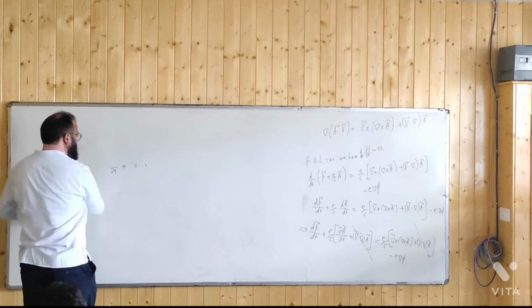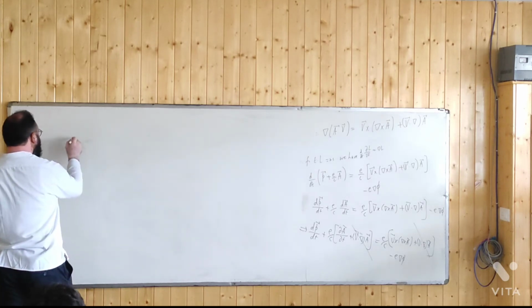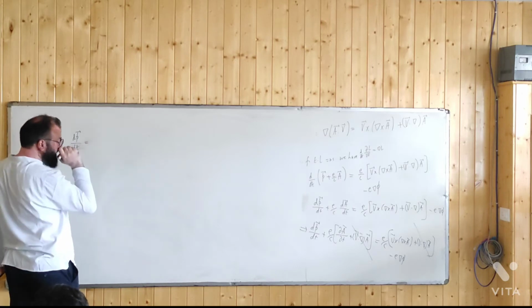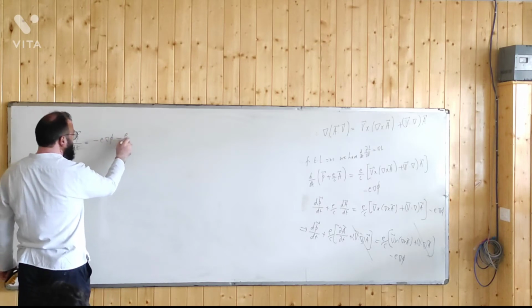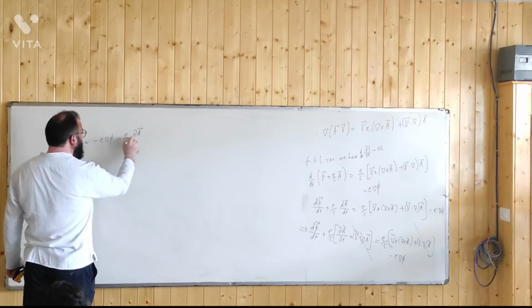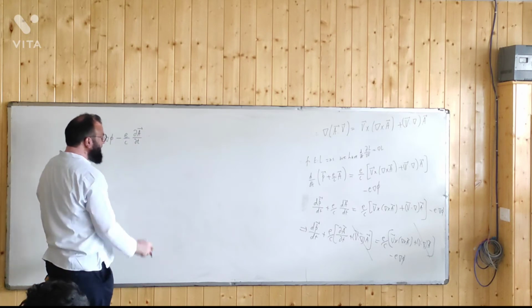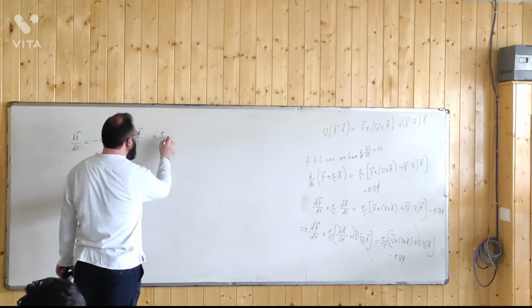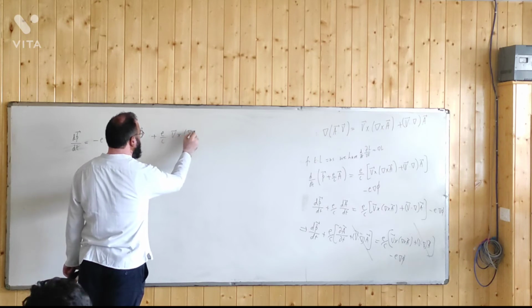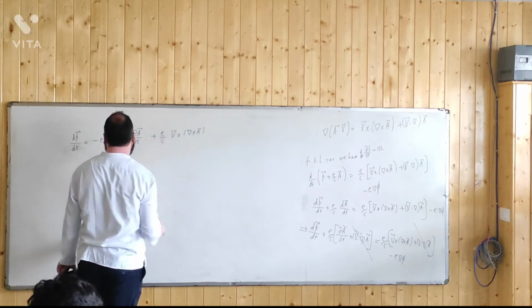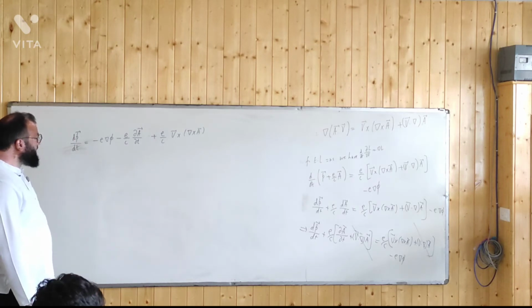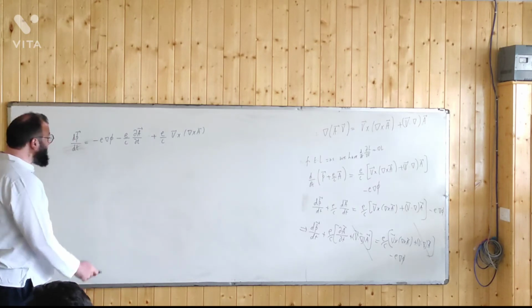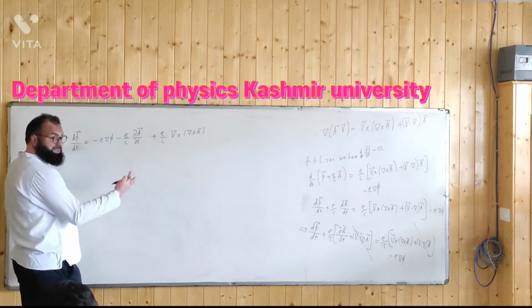So I can write dP by dt, that's equal to, that's right. So you have minus e del phi minus e by c partial A by partial t, and then you have another term e by c v cross del cross A. Clear? So now you have two types of terms here.